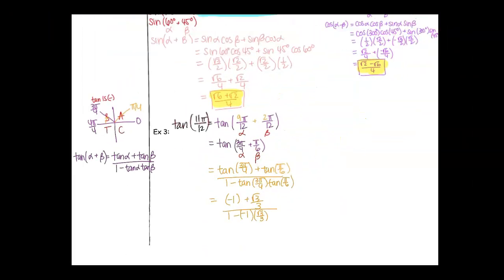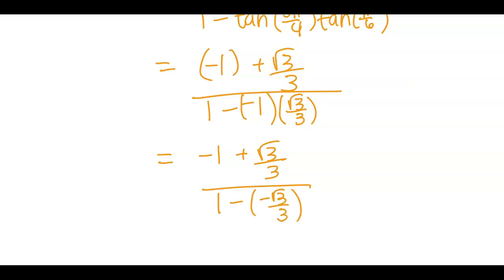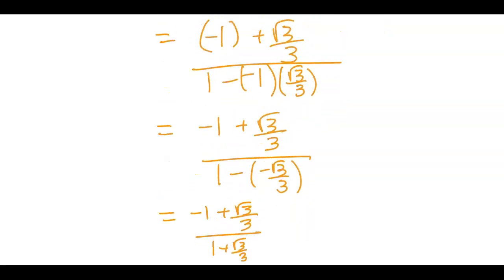So let me zoom out for a second and analyze how much space I have. Okay, I have enough space. We're going to have to simplify this, so let me get rid of the parentheses and clean this up a bit. This will be negative 1 plus the square root of 3 over 3 divided by, you see, we're going to multiply that to give me negative square root 3 over 3, which means I'm technically going to have to add both of those. Goodness, ran out of space towards the bottom. So we have the plus square root 3 over 3 in the denominator. So 1 plus square root 3 over 3.